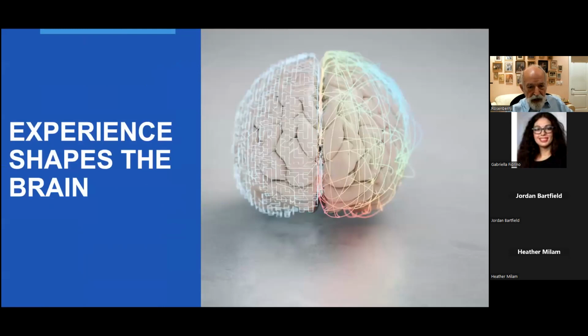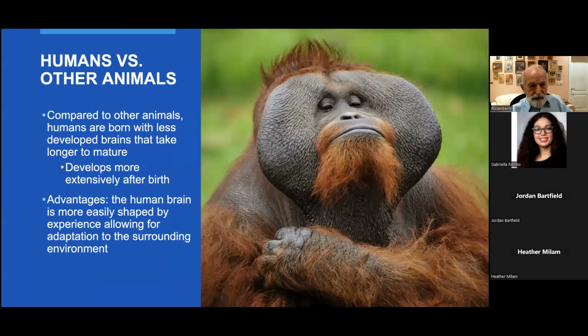Experience shapes the brain. Compared to other animals, humans are born with less developed brains that take longer to mature and develop more extensively after birth. This has the advantage that the human brain is more easily shaped by experience, allowing for adaptation to the surrounding environment.